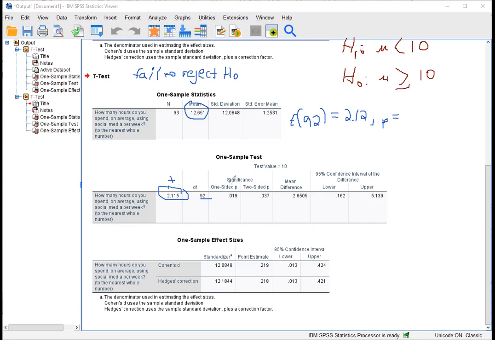We need to look at the one-sided p. But because we were wrong, this is the wrong tail of the distribution. So to get the correct p-value, we must subtract this value from 1. So p is going to equal 1 minus 0.019, so p is going to be equal to 0.981. Now, if you cannot do this in your head, you can do it with your phone calculator.